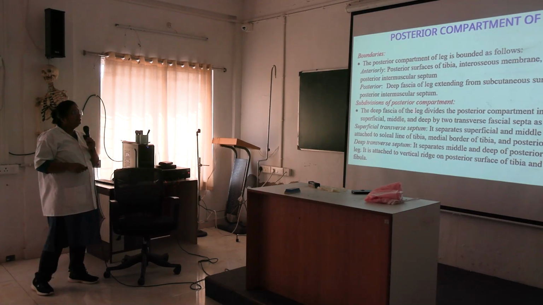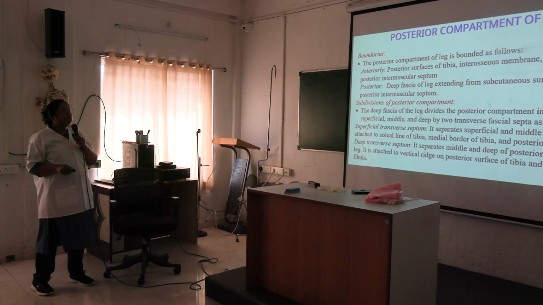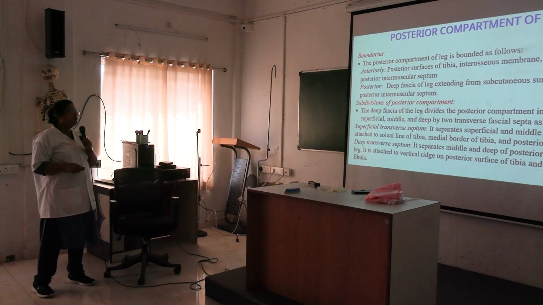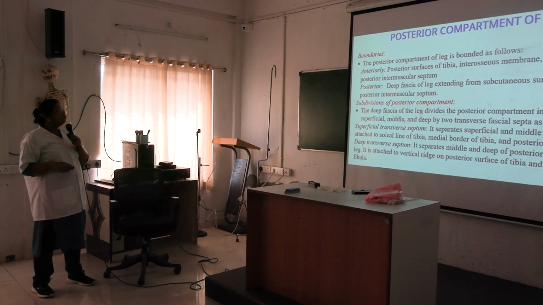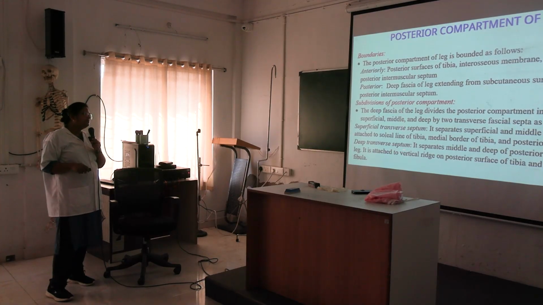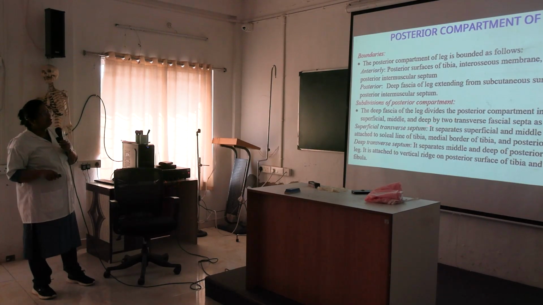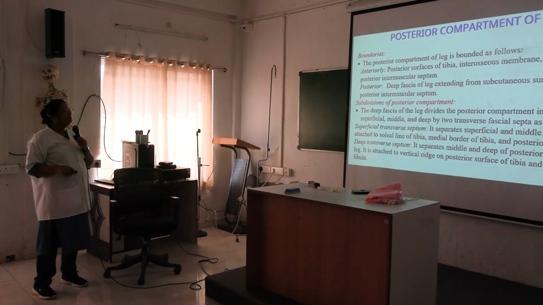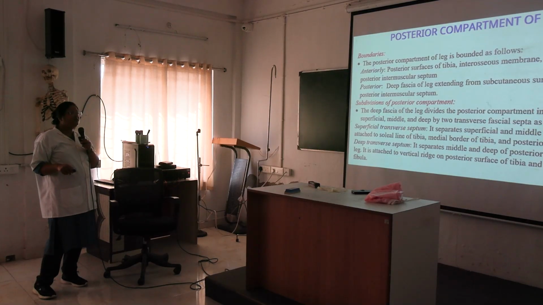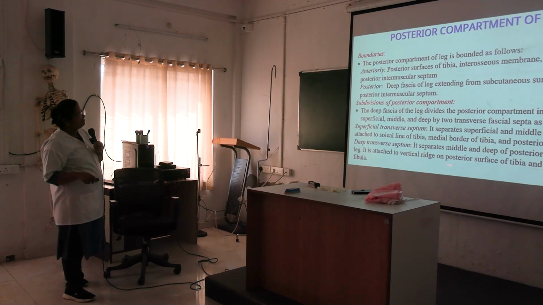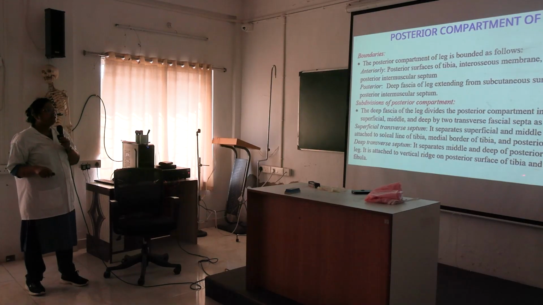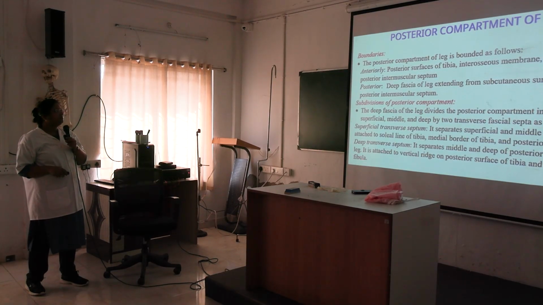The deep fascia of the leg divides the posterior compartment into three parts, as you have seen in the previous picture: superficial, middle and deep, by two transverse fascial septa, the superficial transverse septum and the deep transverse septum. The superficial transverse septum separates the superficial and middle parts and is attached to the soleal line of tibia, medial border of tibia and posterior border of fibula. And the deep septum separates the middle and deep parts of the posterior compartment of the leg and is attached to the vertical ridge on the posterior surface of tibia and the medial crest of the fibula.